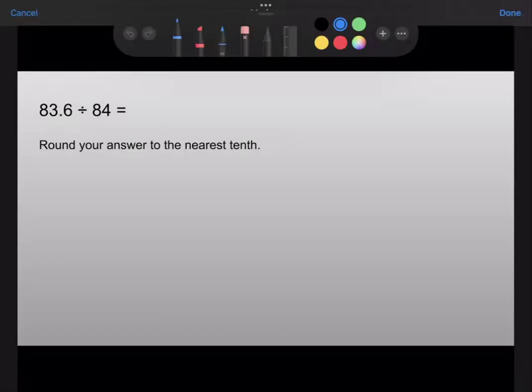But here's how we set it up. We're going to take that 83.6, and then we're going to be dividing that by 84. So before I even start dividing, I'm going to go ahead and put a decimal up into my answer space. And what that does is now I don't have to worry about accounting for the decimal later. I can just divide it like I normally would, and it'll kind of just magically become part of the answer.